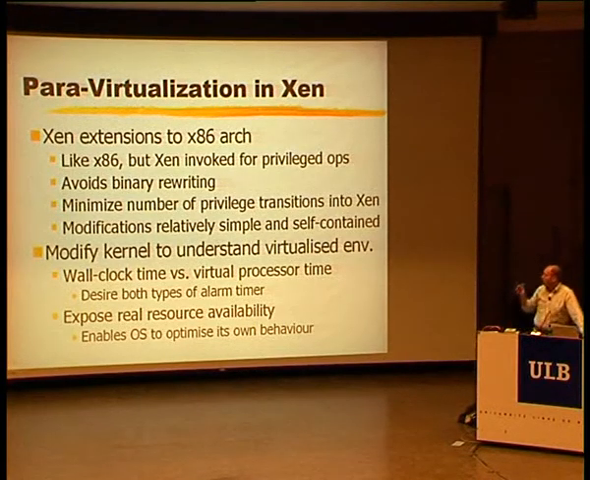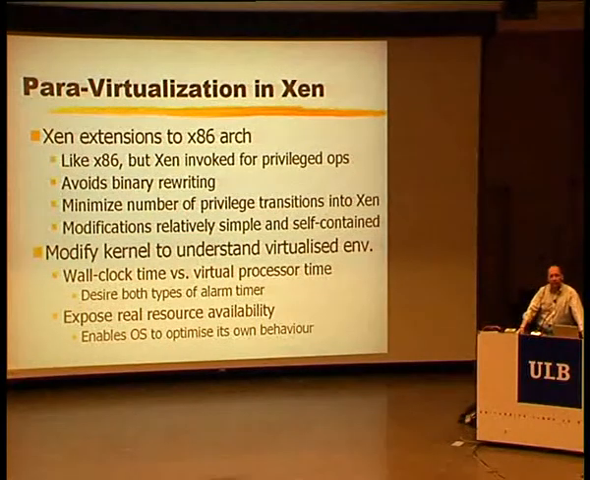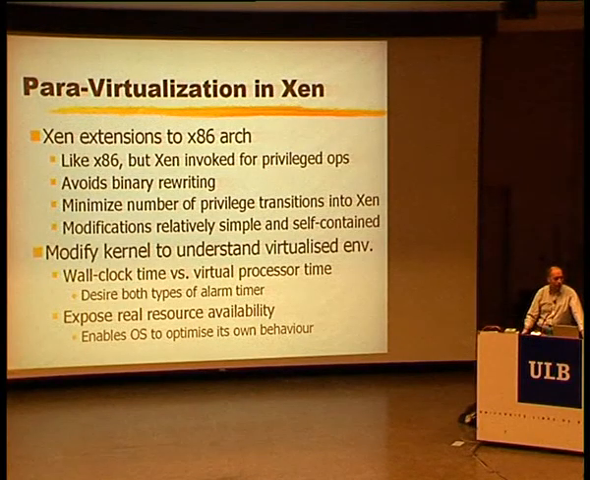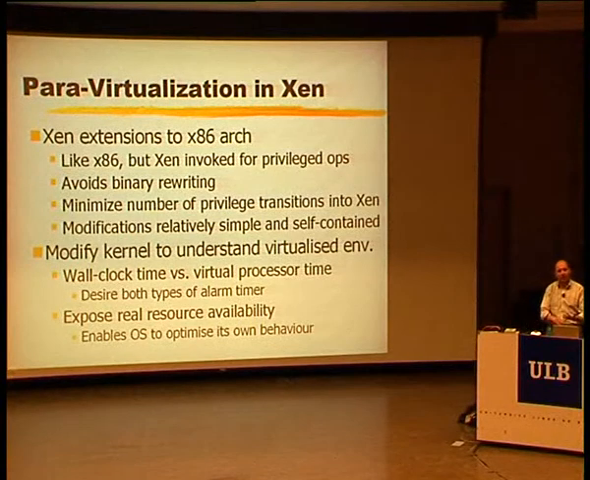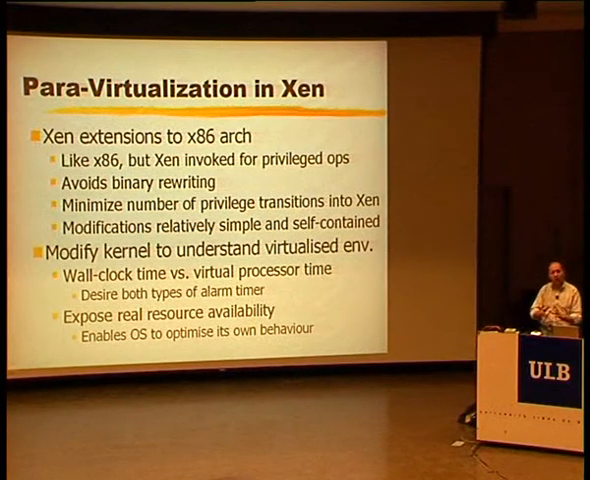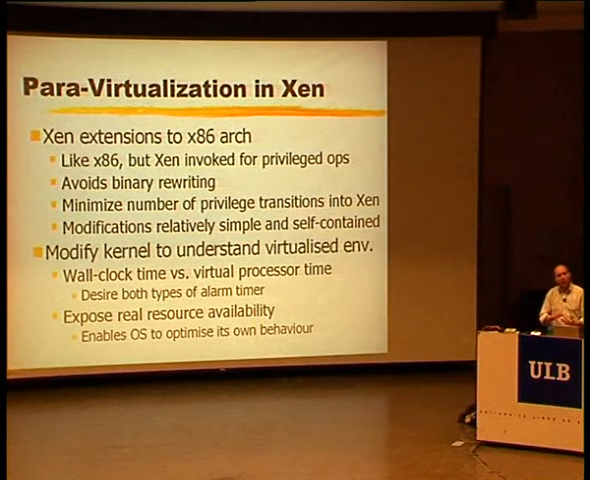And also, we get to minimize the number of privilege transitions we have to do into Xen by designing the interface so that every time we call down into Xen, we get as much work done as possible. So, for example, when we're doing a context switch, we call down into Xen once and get a whole series of things changed. Obviously, we'll change the page table base. We might change what's loaded into the debug registers. Perhaps segment registers would have to change. There'll be a whole bunch of stuff which would normally require individual traps that we can do in one go.